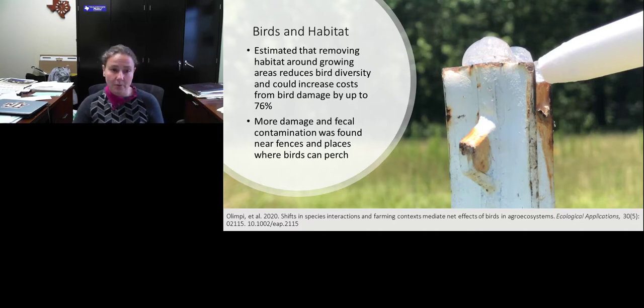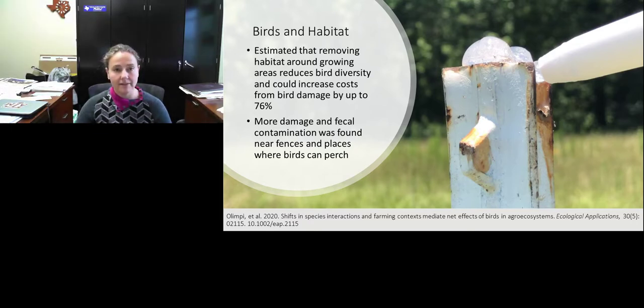They took it a step further, though, and they estimated that removing habitat around growing areas reduces bird diversity and could increase costs from bird damage by up to 76%. That's in the absence of doing something to protect the strawberries from the bird damage. More damage and fecal contamination was found near fences and places where birds can perch. So in a small farm, a really simple mitigation strategy might be something like this bird repellent on posts and places where birds might be apt to perch.